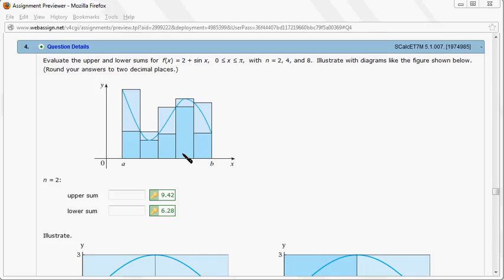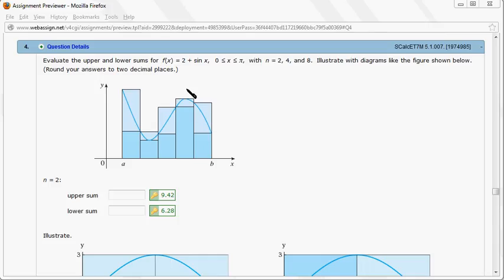Right? And the upper sum is simply you pick the highest point to determine the height of the rectangle, and so on. The sum of the areas of those rectangles will be the upper sum.